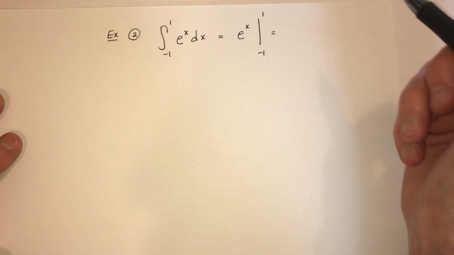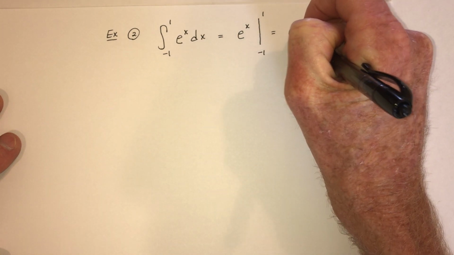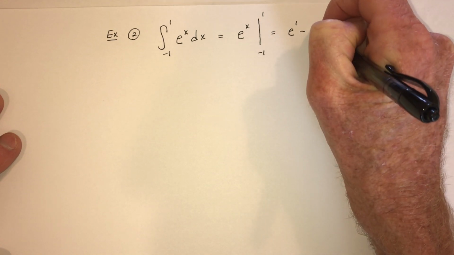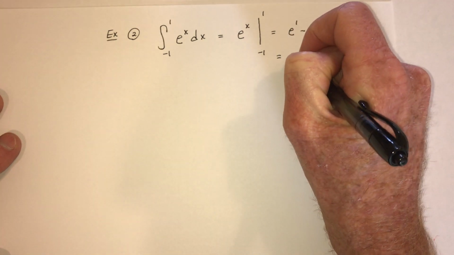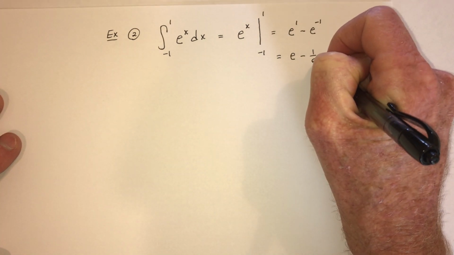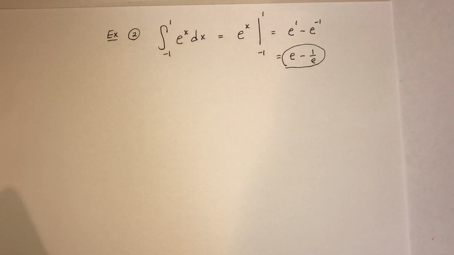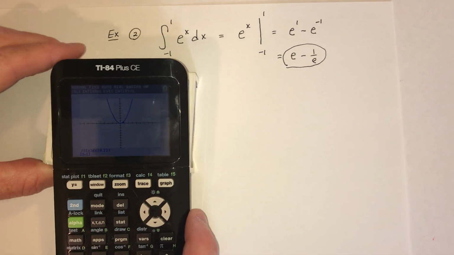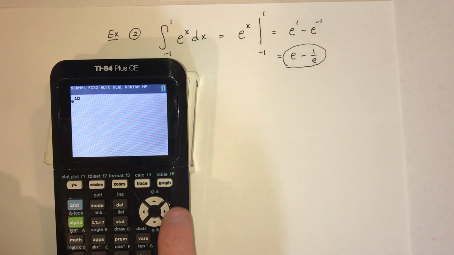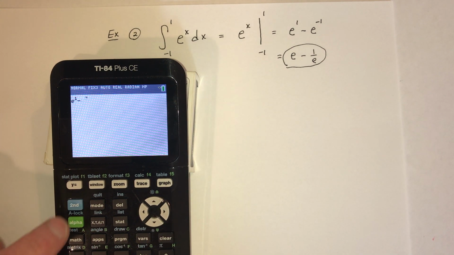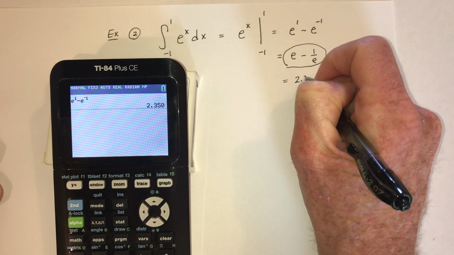And just like when you wash windows, you start at the top first and then work your way down. So this is going to be e to the 1 minus e to the negative 1. So you could leave that as e minus 1 over e. That would be the exact answer. Or if you want a decimal, you can go e to the 1 minus e to the negative 1. And as a decimal, it's 2.350.